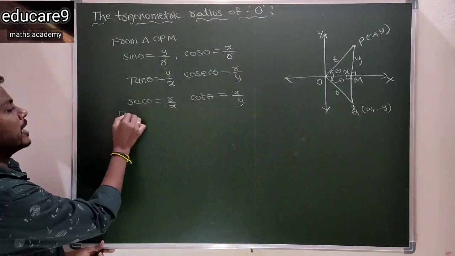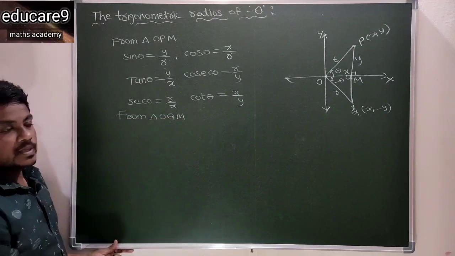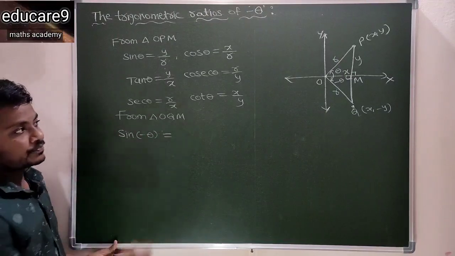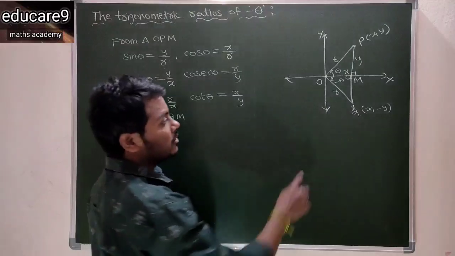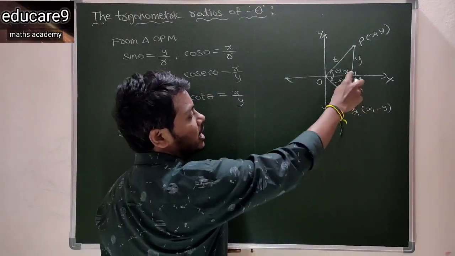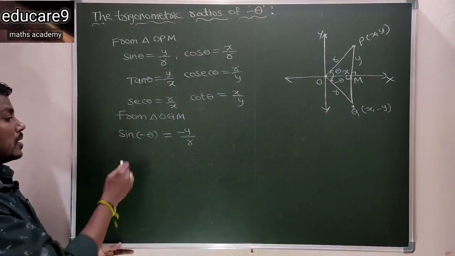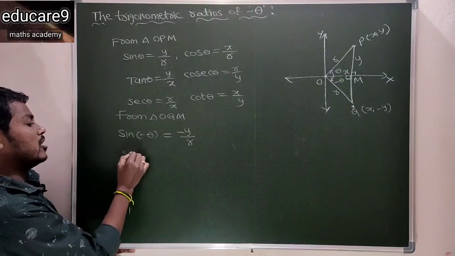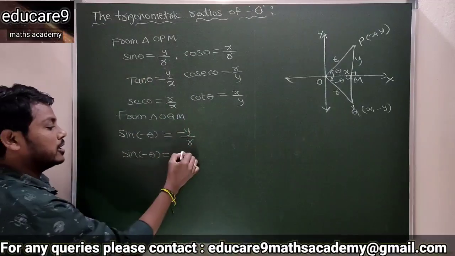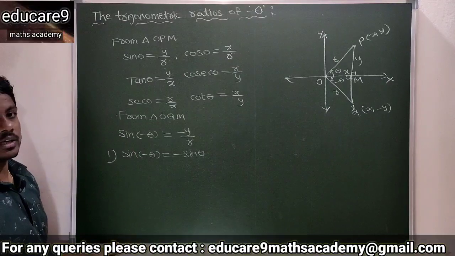Now from triangle OQM, what is sine of minus theta? See here, from the triangle OQM, what is sine of minus theta? The vertical distance, that is minus y only, and the hypotenuse is r. Now sine of minus theta is equal to minus y by r, which is what? Minus sin theta. So therefore sine of minus theta is minus sin theta.